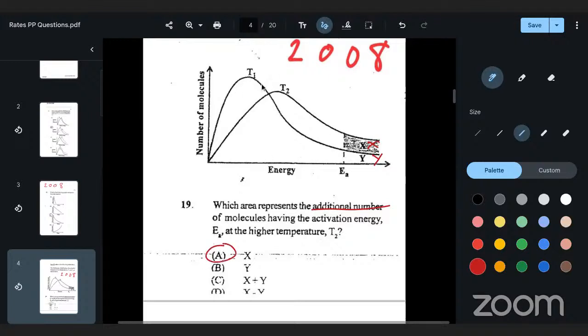because T1, this curve here is for T1. So everything down here is T1. So up here is T2, but the activation energy, as you know, starts here. So you're correct. Up here in green, we have the additional number of molecules with the activation energy. So it is X. All right, good job.